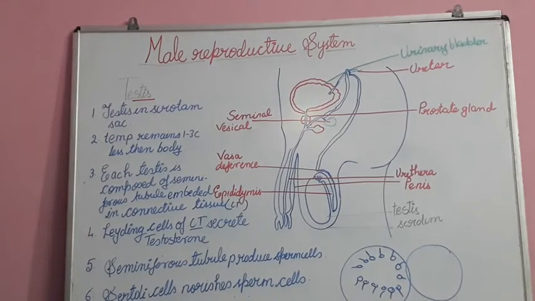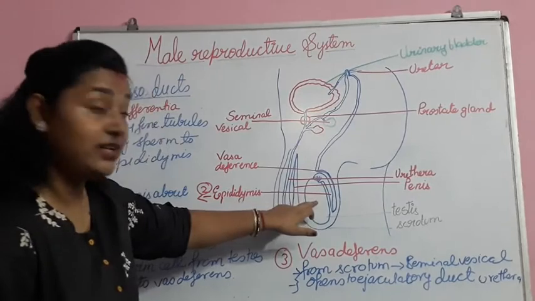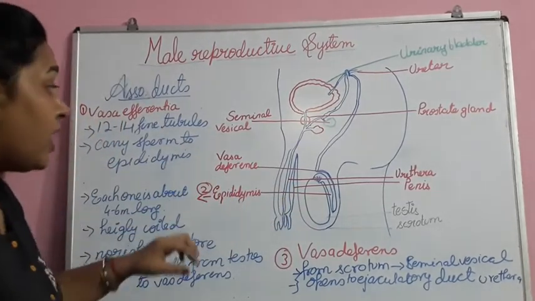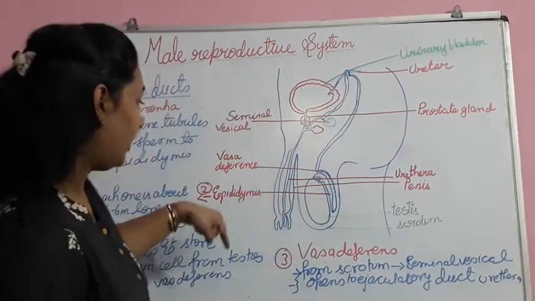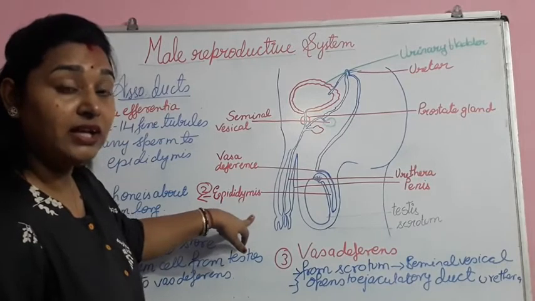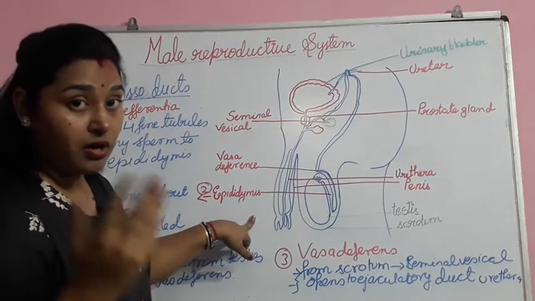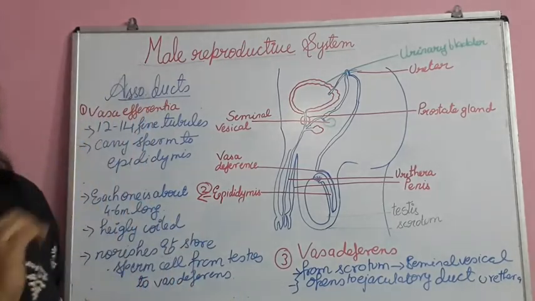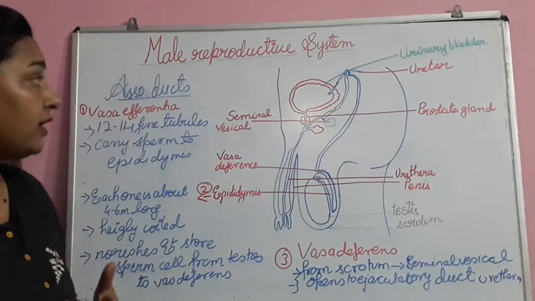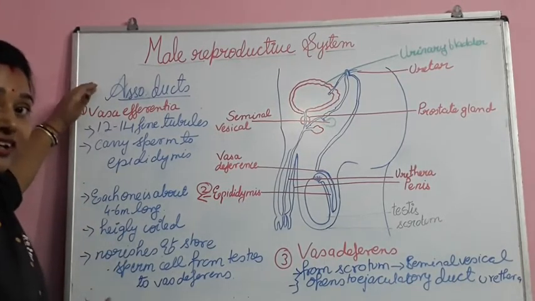So now let's see the other one. The testis also has associated ducts. Inside the seminiferous tubule, the sperm cells have been manufactured, but now they have to travel all the way to the penis so that they can be expelled from the body, or travel to the female reproductive system to meet the ova. So it needs a traveling path, a passage, and for that purpose ducts are made. So let us start with the associated ducts.